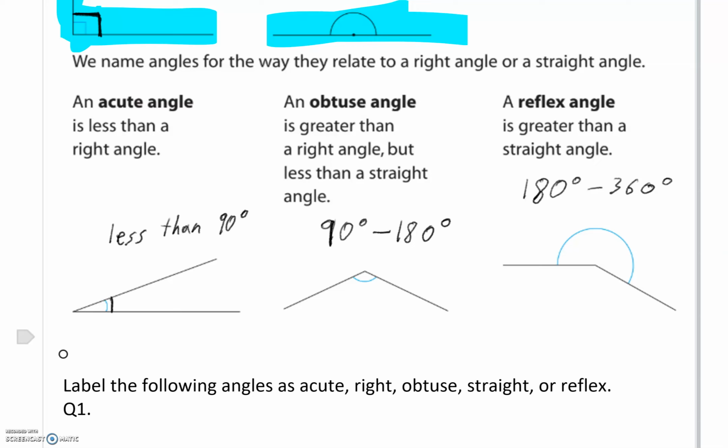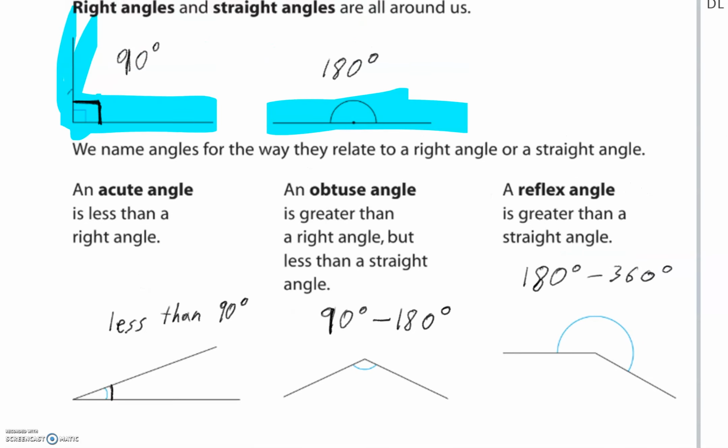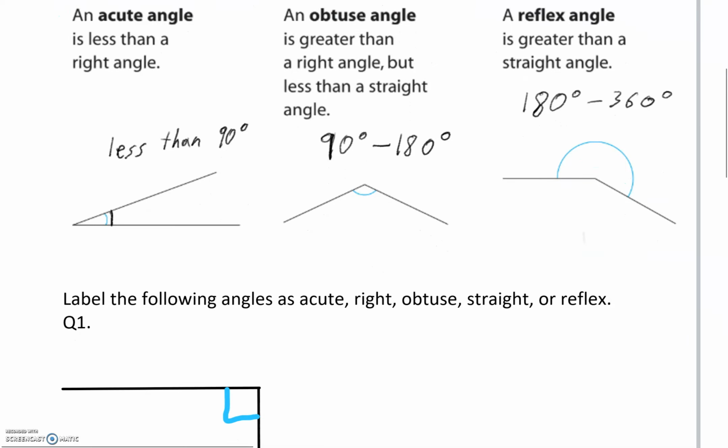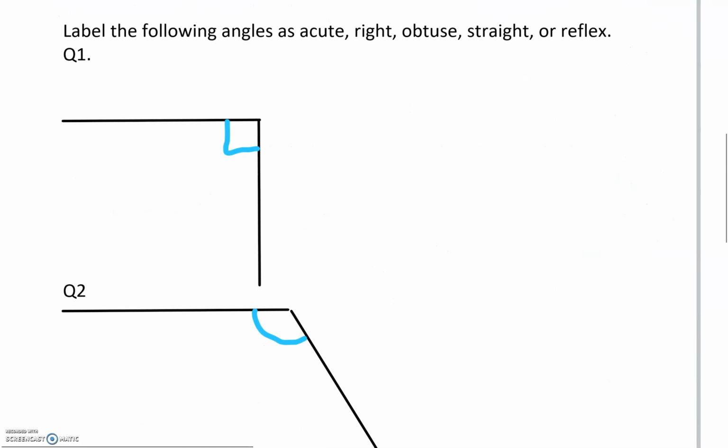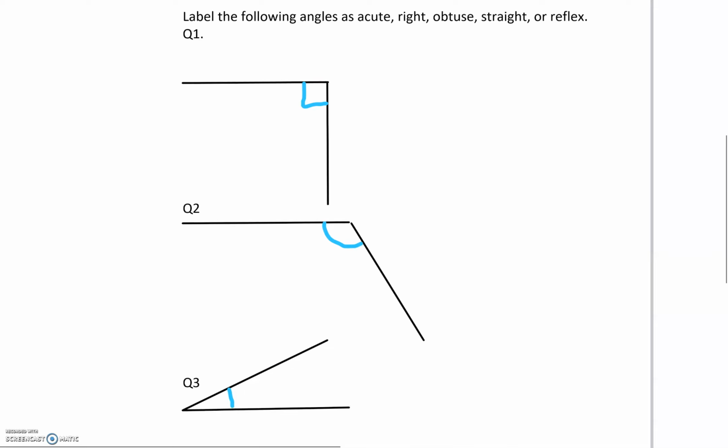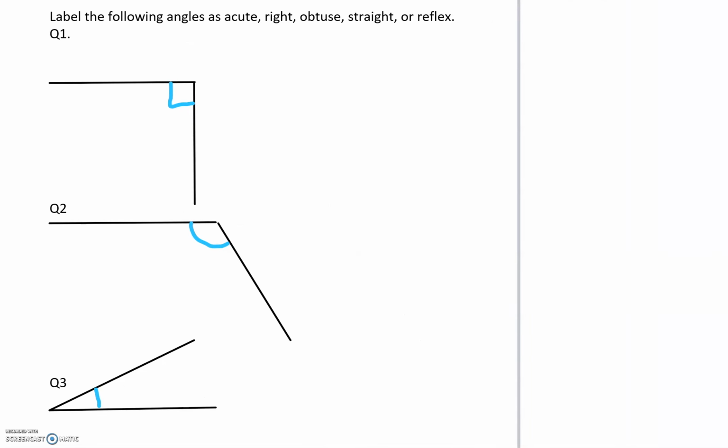Okay, so a reflex angle is actually the opposite of any of these. It could be the opposite of this one, could be the opposite of this one, could be the opposite of this one, right? So could be the opposite of any of these. So if you look below here, there are 3 questions I'd like you to try. Label the following angles as acute, right, obtuse, straight, or reflex. So try your best. Pause the video if you need to, because I'm about to tell you.